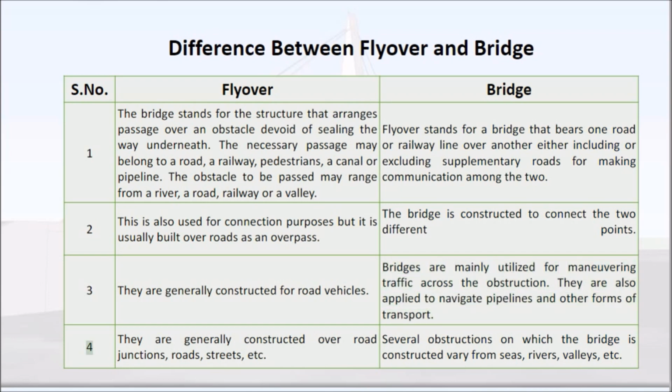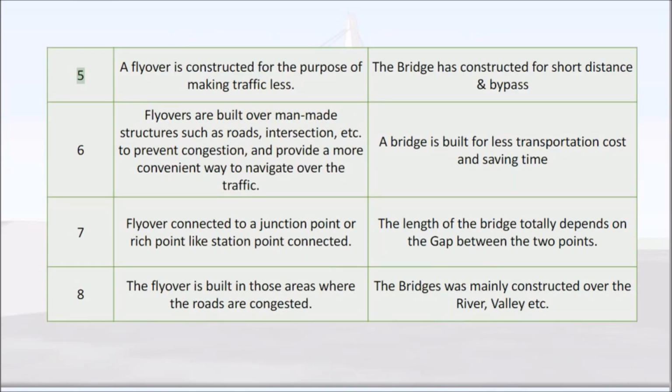4. They are generally constructed over road junctions, roads, streets, etc. Several obstructions on which the bridge is constructed vary from seas, rivers, valleys, etc. 5. A flyover is constructed for the purpose of making traffic less. The bridge is constructed for short distance and bypass.